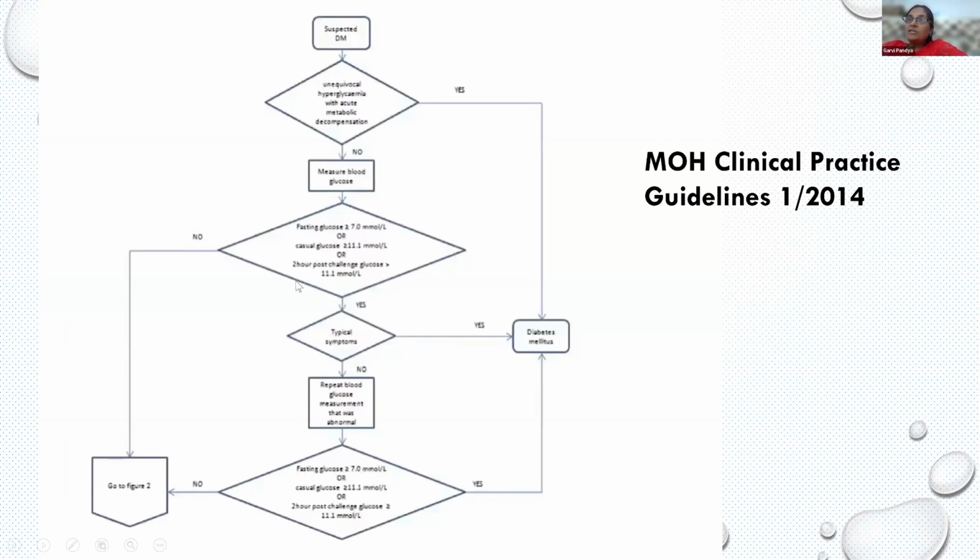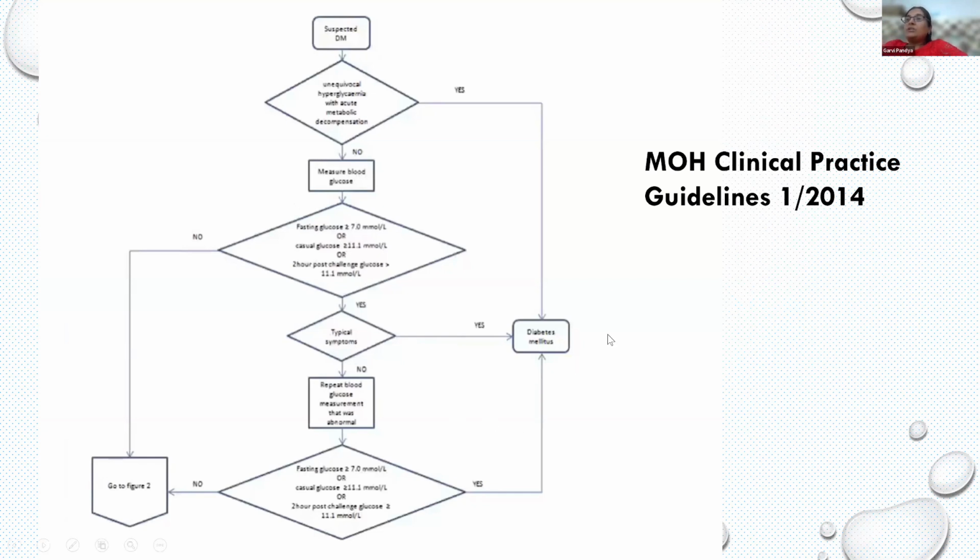But if only these numbers are there and the patient has no symptoms, then we have to do our blood test one more time. It can be the fasting glucose, it can be the random glucose, or it can be the oral glucose tolerance test to confirm the diagnosis of diabetes. So we need two blood tests if the patients are asymptomatic to confirm the diagnosis of diabetes.